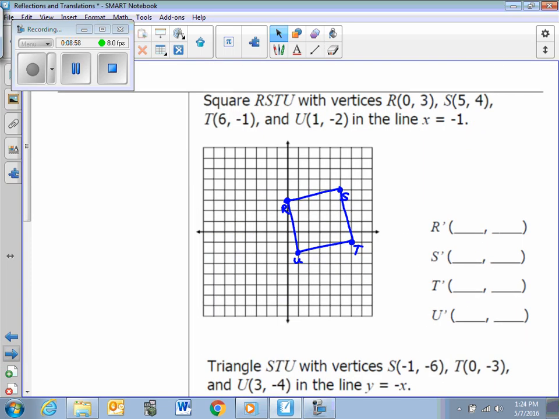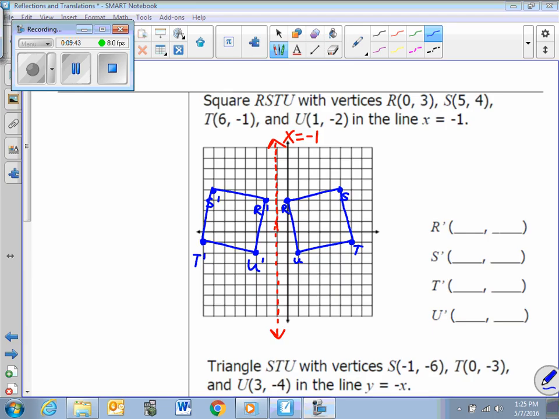All right, let's see what we have now. We have a square RSTU with the vertices given, and this time we want to reflect in the line x equals -1. So I'm going to sketch that line in here. Always remember that lines with equations x equals something are vertical. So now we're going to do the same process that we just did with the other two. So what I'm going to encourage you to do is pause your video. I'm going to quickly do this while you're paused, and you'll come back in and see what happens when I reflect this square across the line x equals -1.